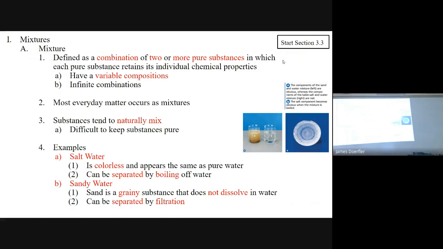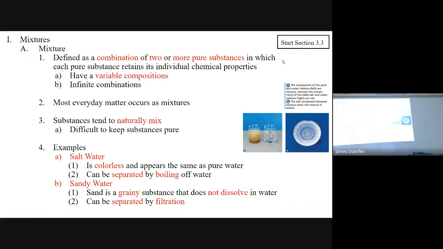Almost every type of matter that we encounter on Earth is considered to be a mixture. It's very difficult for things to remain pure since naturally substances tend to mix. Oftentimes, certain substances prefer to be part of a mixture than to be themselves. In fact, certain elements like sodium, potassium, lithium, you will only find those in nature as part of a compound because of how reactive they are.